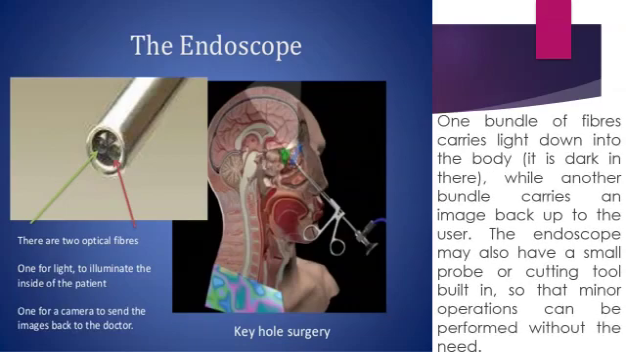One bundle of fibers carries light down into the body, while another bundle carries an image back up to the user. The endoscope may also have a small probe or cutting tool built in, so that minor operations can be performed without the need.